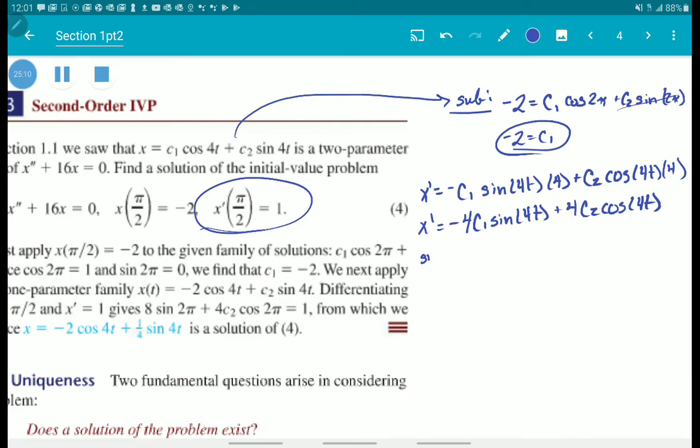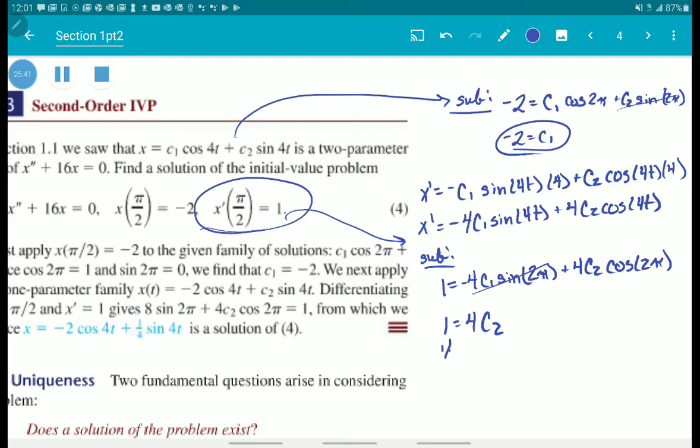And now we can do a substitution. If we substitute that information in, we have 1 is equal to negative 4c1 times the sine of 4 times pi over 2, which is 2 pi, plus 4c2 cosine of 2 pi. Sine of 2 pi is 0, cosine of 2 pi is 1. So we have 1 is equal to 4c2, which means 1/4 is equal to c2.